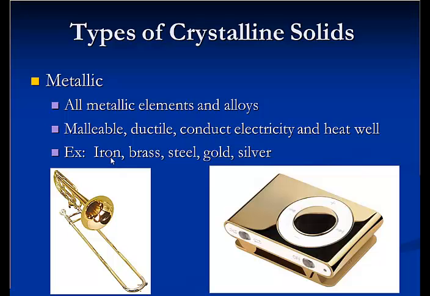Some examples: iron and gold and silver would be elements from the periodic table, and a couple alloy examples would be brass and steel. But really anything that is a metal in the periodic table, which is the majority of the periodic table, those elements, and then any alloy would be considered a metallic crystalline solid.